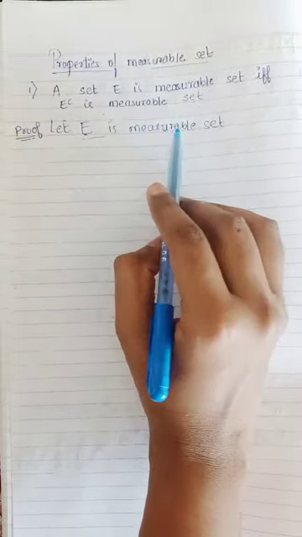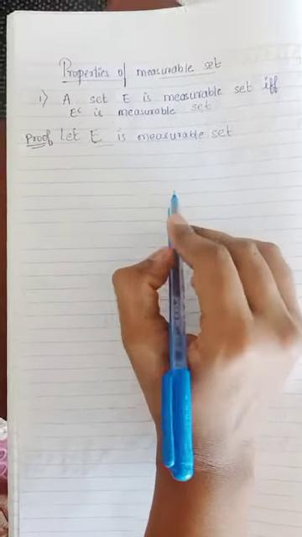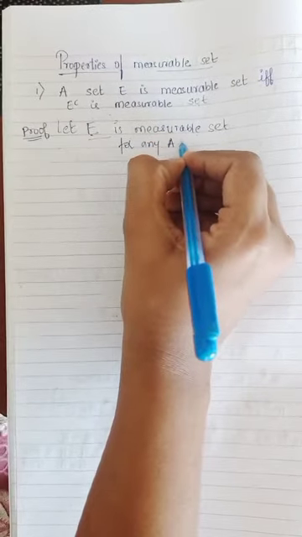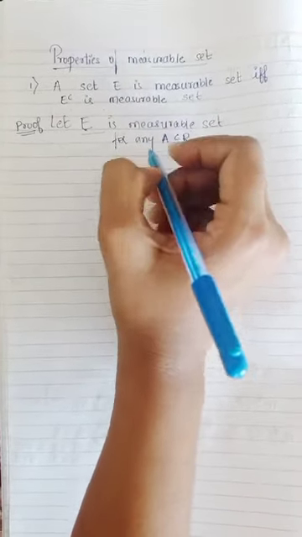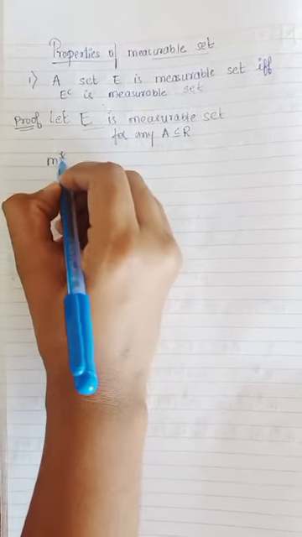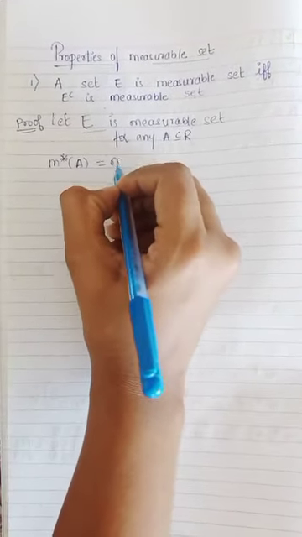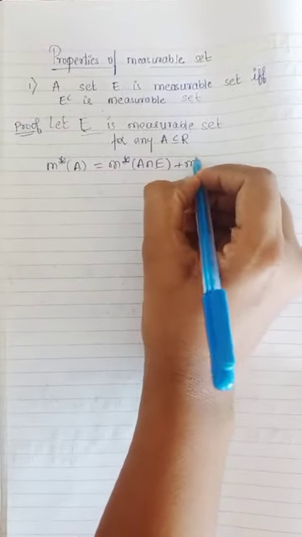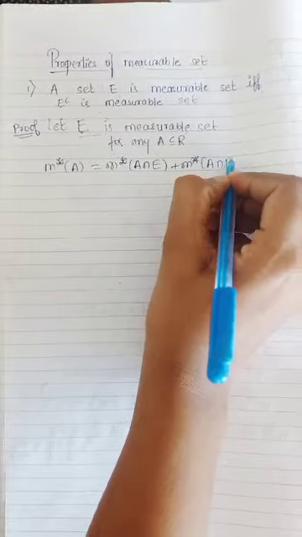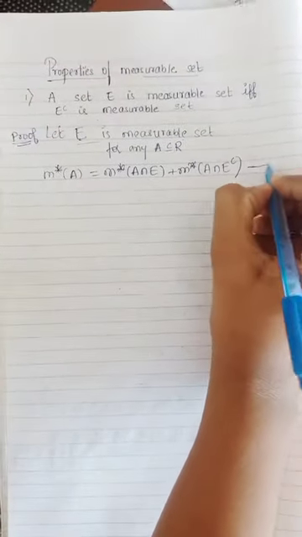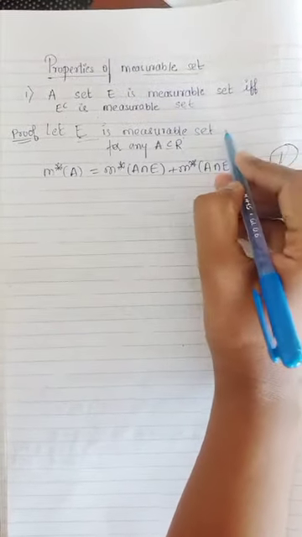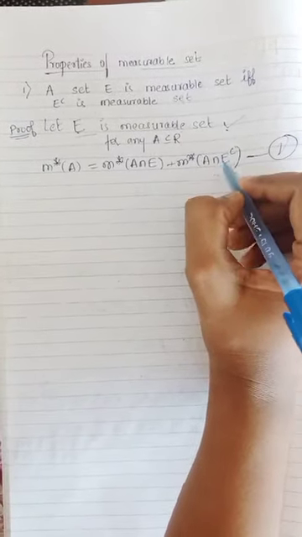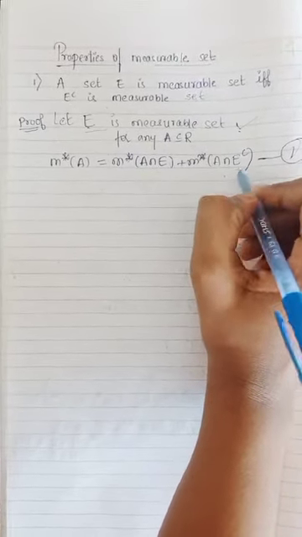If any set is a measurable set, by the definition we can say that for any A which is a subset of R, it must satisfy the condition of a measurable set, that is M star of A must be equal to M star of A intersection E plus M star of A intersection E complement. Let it be equation one. Why? Because they have given that E is a measurable set. If E is measurable, it must satisfy this condition by the definition.